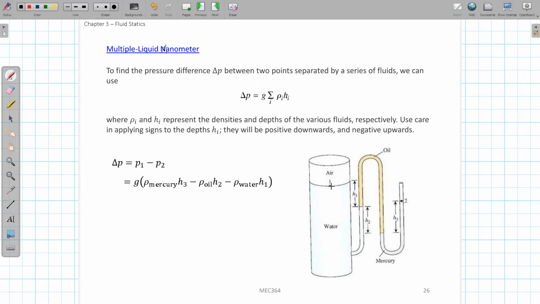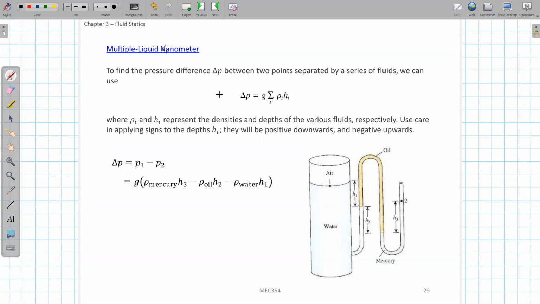Assume this air surface is location 1, and this end location is 2 here. We want to know the pressure difference P1 minus P2. But because we have so many fluids here, with different fluid levels, how can we calculate the pressure difference between P1 and P2? P2 you can just think of as the atmospheric pressure. So if we can calculate P1 minus P2, we can know the pressure of this air. So how can we calculate it?